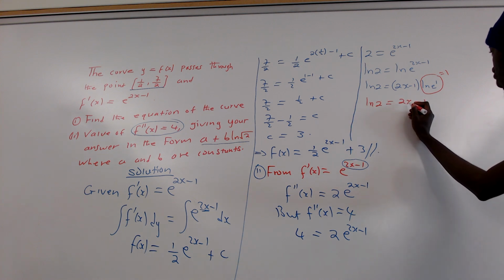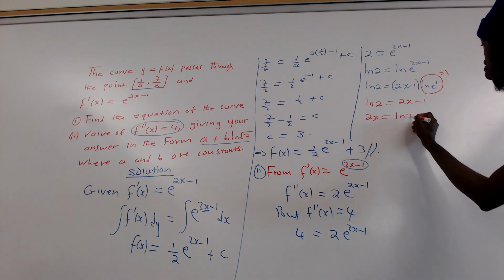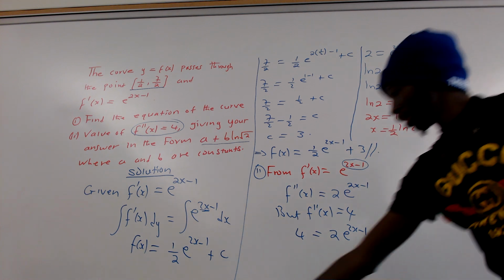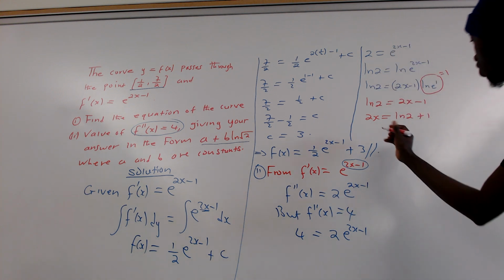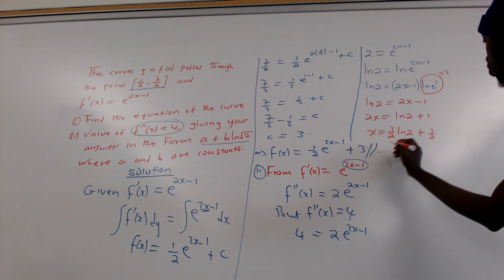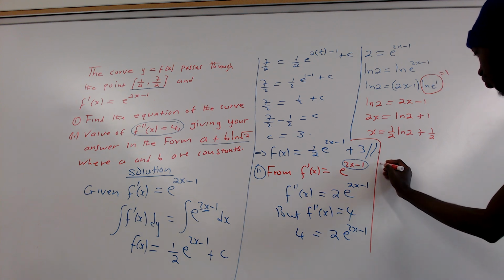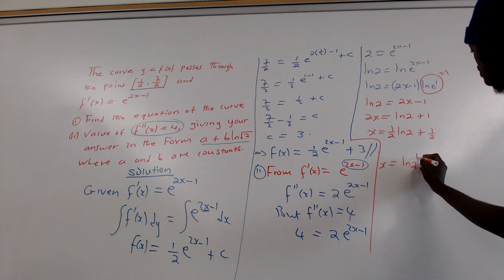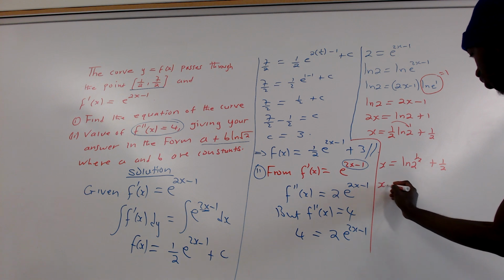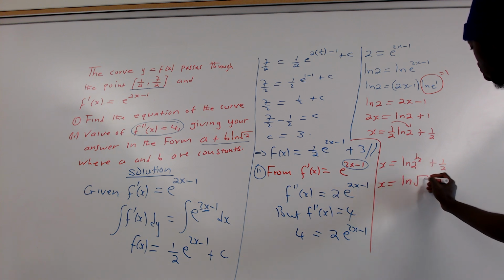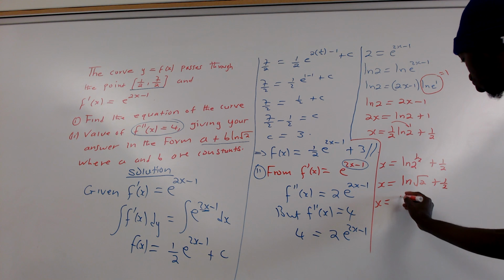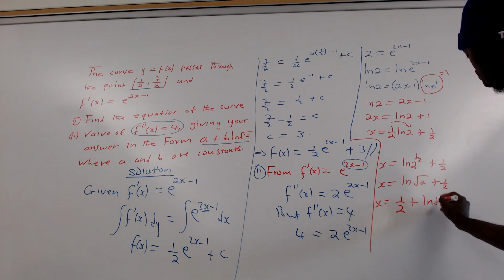Our target is to find the value of x. So it implies 2x equals ln 2 plus 1. Divide both sides by 2: x will be half ln 2 plus half. If we move that value, x equals ln 2 raised to power half, plus half. We can write this half power as root 2, so x is ln root 2 plus half. We are required to write it in this form. So therefore x is half plus ln the square root of 2.